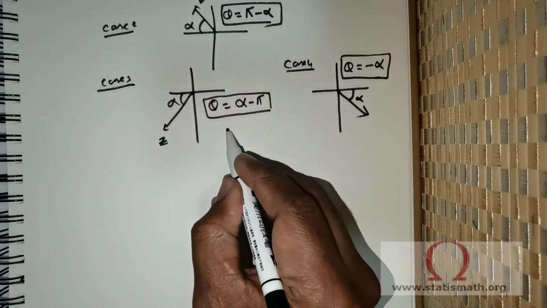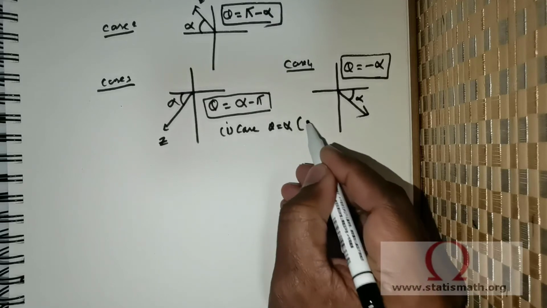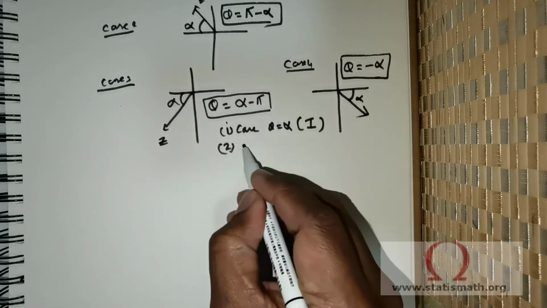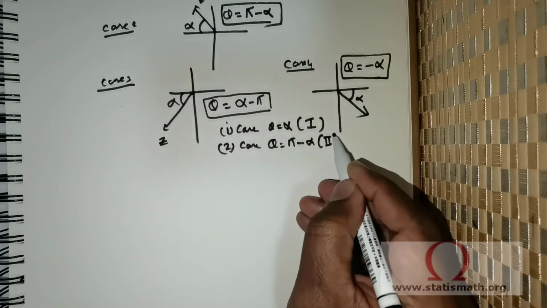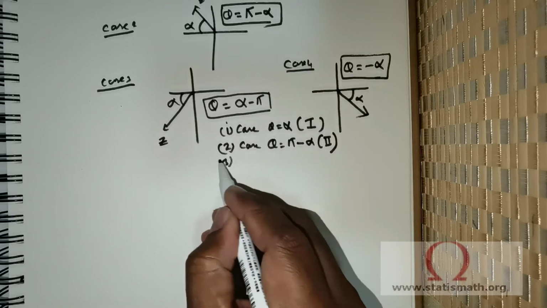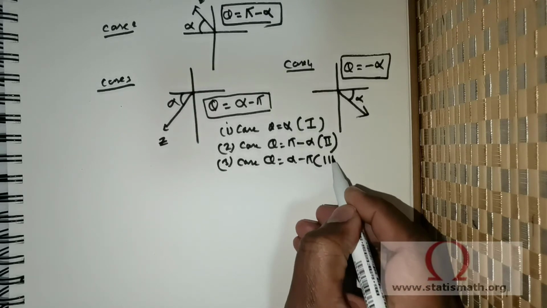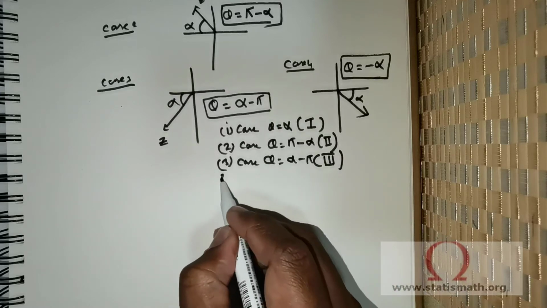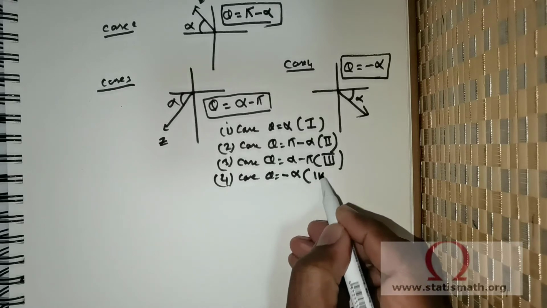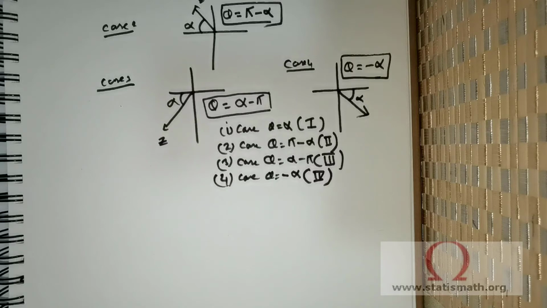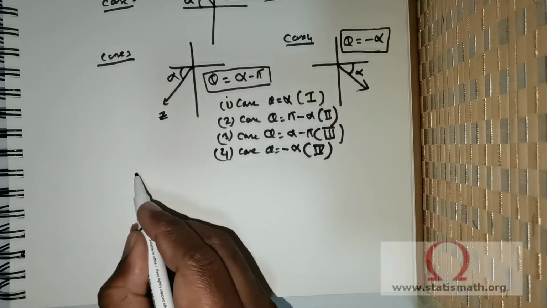Have that in mind. Just for the sake of recap, case 1, theta is equal to alpha for the first quadrant. Case 2, theta is equal to pi minus alpha when the argument of the complex number is in the second quadrant. Case 3, theta is equal to alpha minus pi when the argument is found in the third quadrant for the given complex number. Case 4, theta is equal to minus alpha when the argument for the complex number is found in the fourth quadrant. So in general, what are the steps you need to follow when finding the argument?